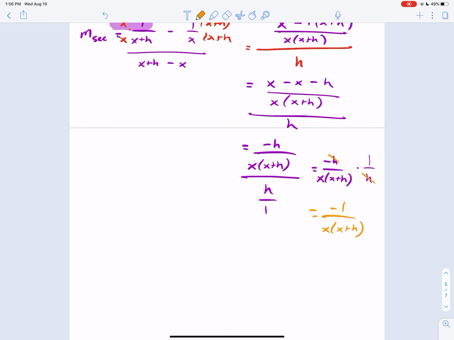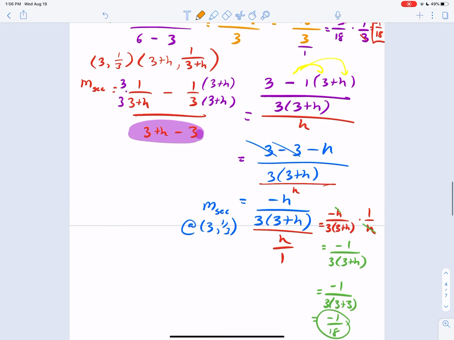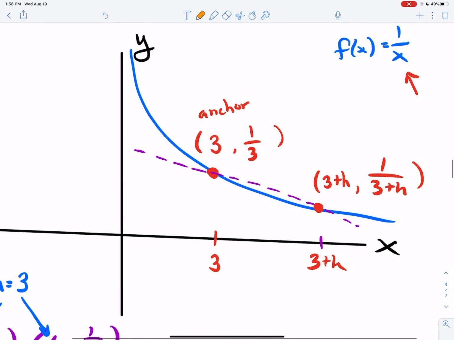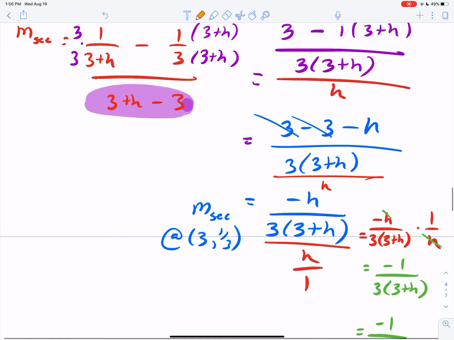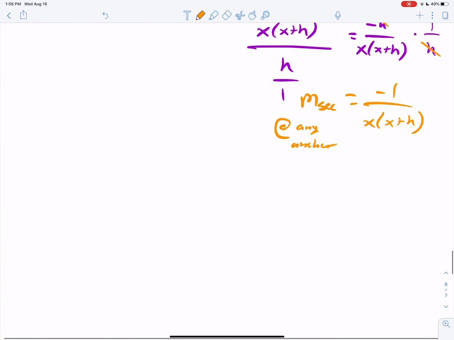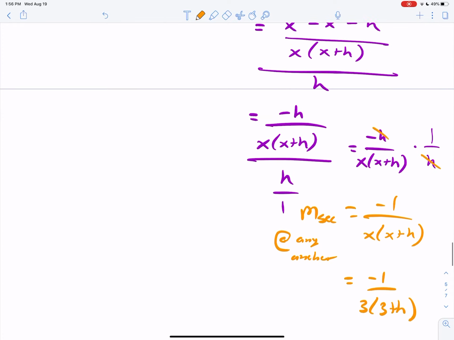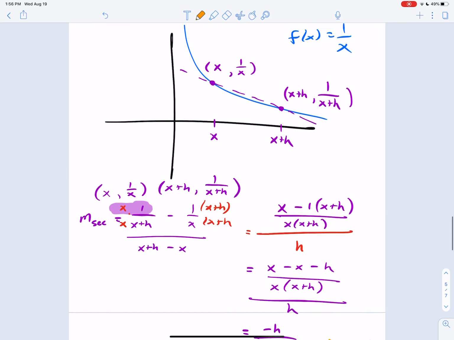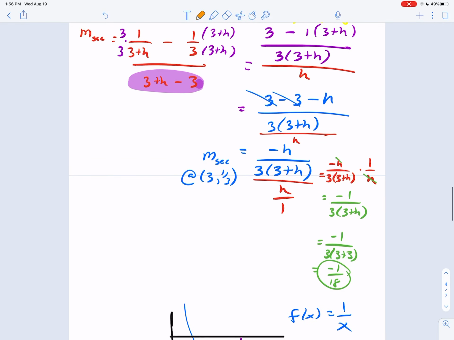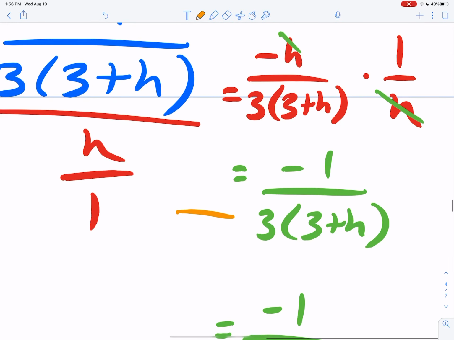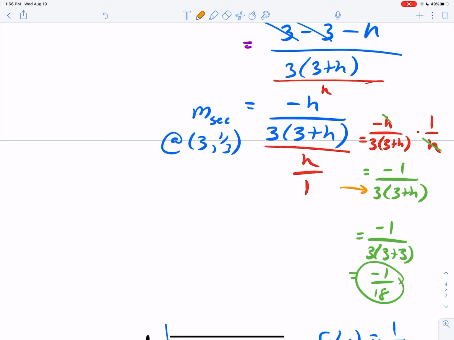Okay, what the heck is this? This is the slope of a secant line at any point, or at any anchor, I should say. So take a look. Let's go back. Originally, our anchor here was at 3, so x is 3 here. If I plug in 3 for x, I will get negative 1 over 3 times 3 plus h, which is exactly what I got for the slope of a secant line right here. So I was able to come up with a generic way for the slope of a secant line at any anchor.